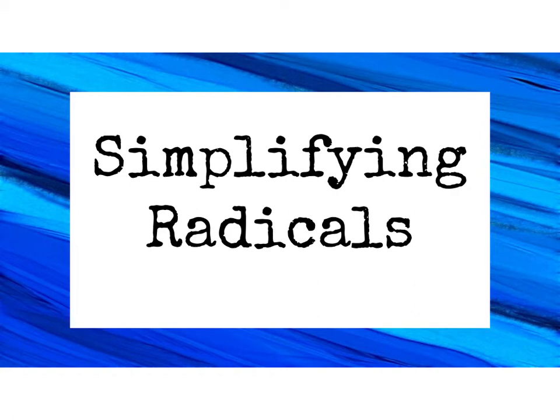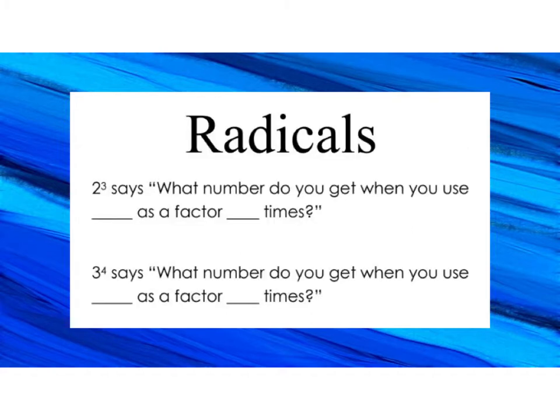All right, ladies and gentlemen, since you've had the opportunity to write different radicals using those rational exponents, now let's look at simplifying radicals. So here we look at what number do you get when you use 2 as a factor 3 times. So this would be 2 times 2 times 2, right? 3 to the 4th power says what number do you get when you use 3 as a factor 4 times. So 3 times 3 times 3 times 3. Both of these are your prime factorizations.